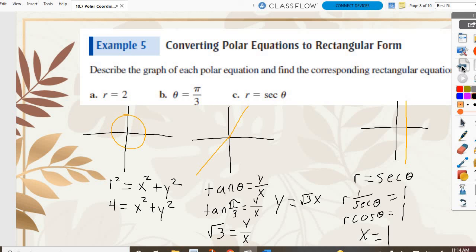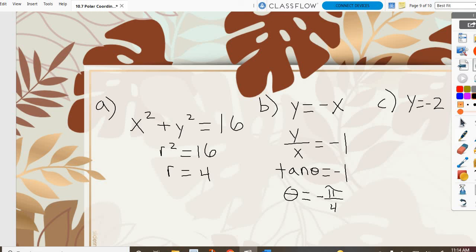I would have substituted our cosine for x, agreed? So that's what we want to do here. What would I substitute for y? Our sine of theta. But what is 1 divided by sine? Cosecant of theta. So that would be our equation.